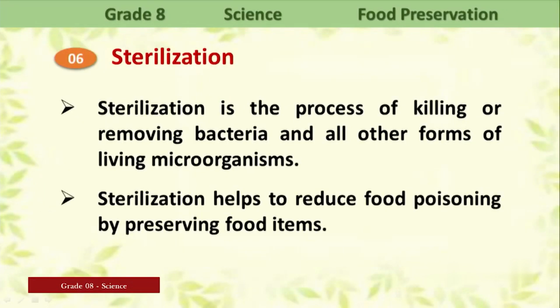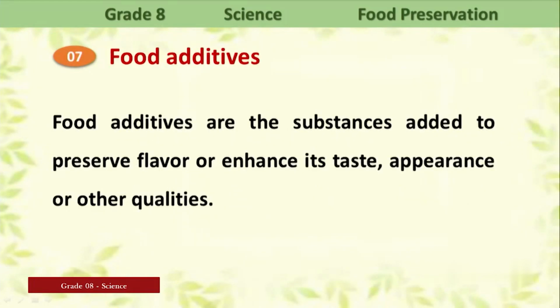Sterilization helps to reduce food poisoning by preserving food items, right? I told you earlier, consumption of bad or spoiled food can lead to severe food poisoning. It is prevented by sterilization as all the pathogenic organisms are destroyed in the process of sterilization.